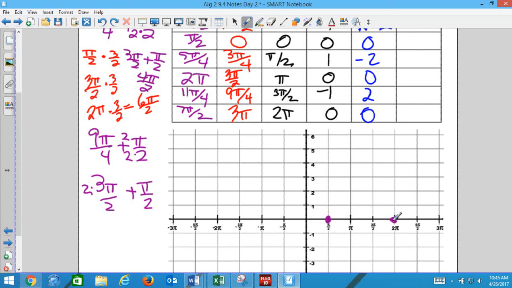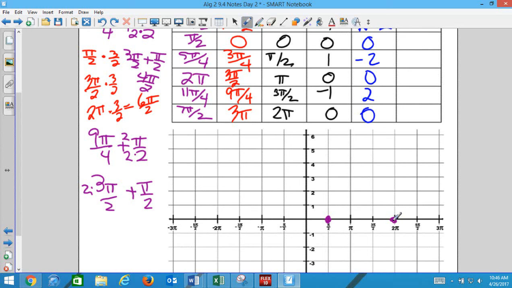You probably have enough space to maybe approximate where it is. I don't on mine. But that's okay, because this graph goes on forever, so we don't even have to graph that one. I've done pi over 2 and I've done 2 pi. I've done this top one and I've done the middle one.